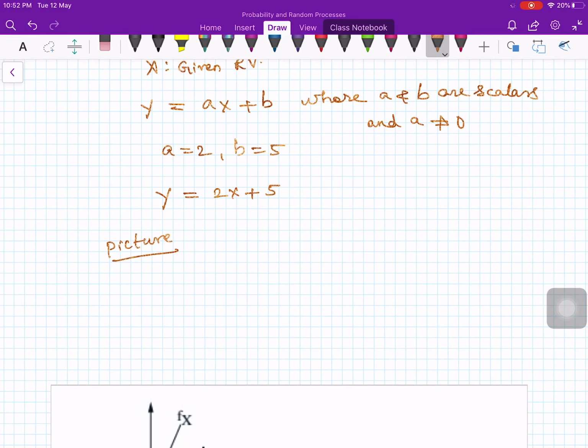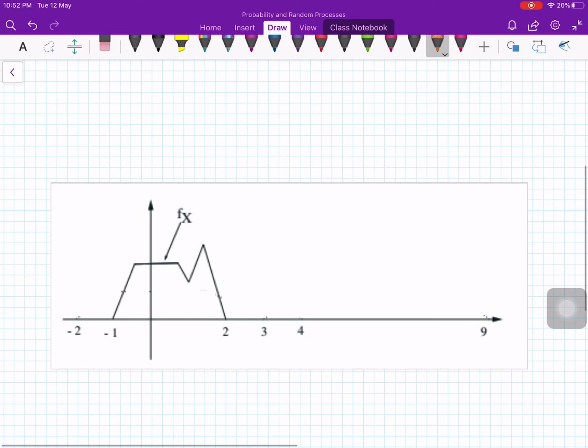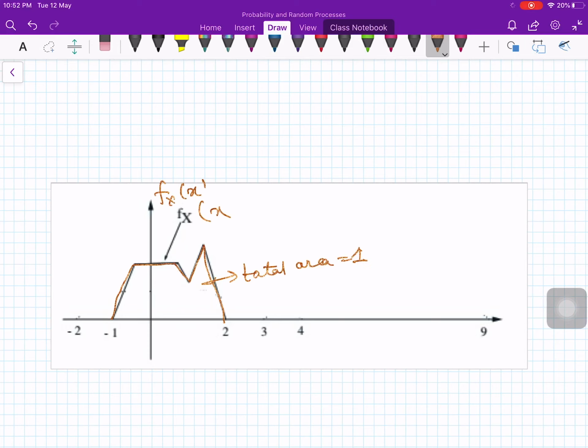So x is a random variable that has a given distribution. Let us say it is this weird shape. I have this distribution of the random variable, the shape looks like this, and the total area equals 1. Otherwise you cannot say it is a distribution of the given random variable. So this is fx of x.